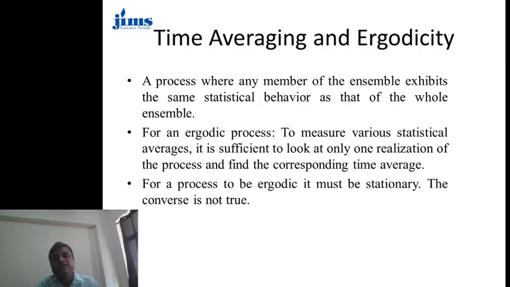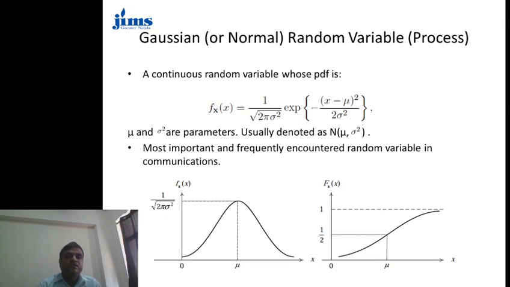Then the next topic is time averaging and ergodicity. An ergodic process is one where any member of the ensemble exhibits the same statistical behavior as the whole ensemble. For an ergodic process, to measure various statistical averages, it is sufficient to look at only one realization of the process and find the corresponding time average. For a process to be ergodic, it must be stationary, but the converse is not true. That is basically the definition of averaging and ergodicity.